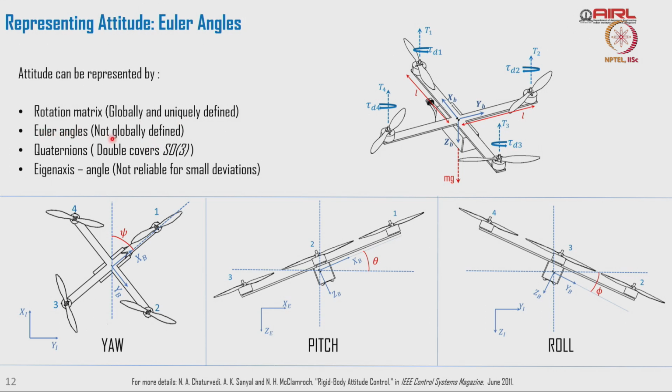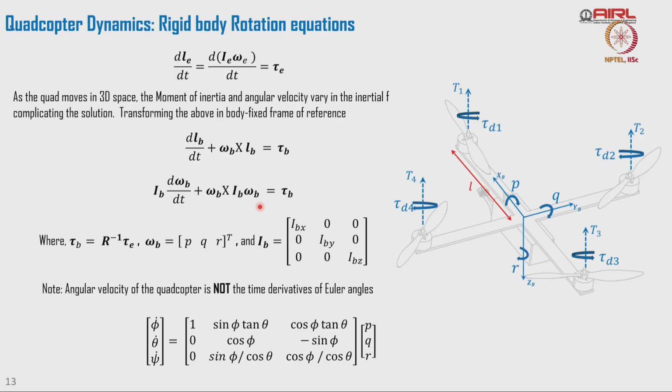Euler angles are not globally defined, you need to understand, whereas the rotation matrix is globally and uniquely defined. One way to do it is we can use quaternions, okay, and then we can do the transformations, so we can take care of it.